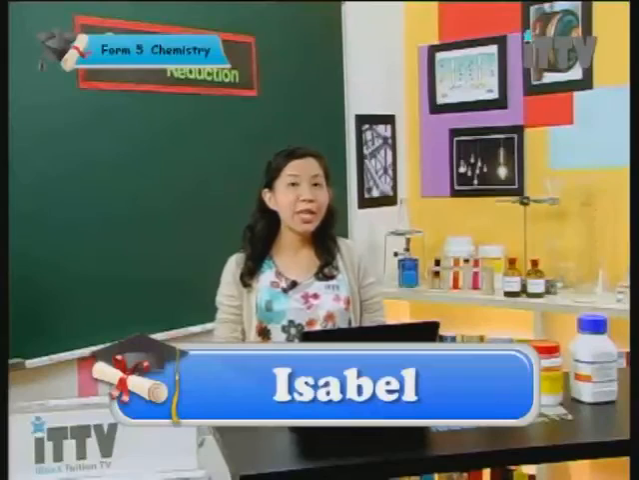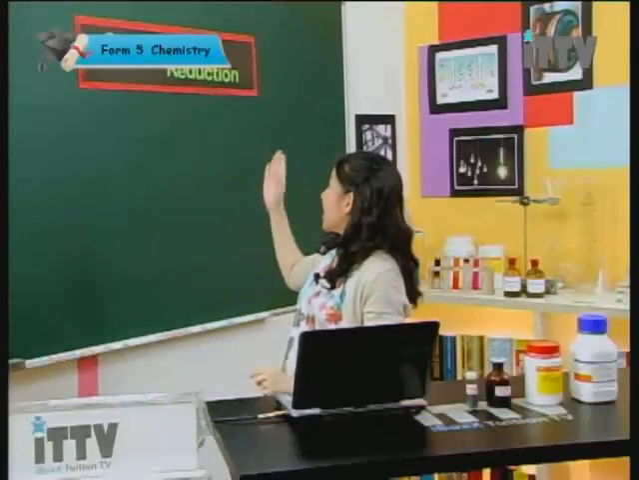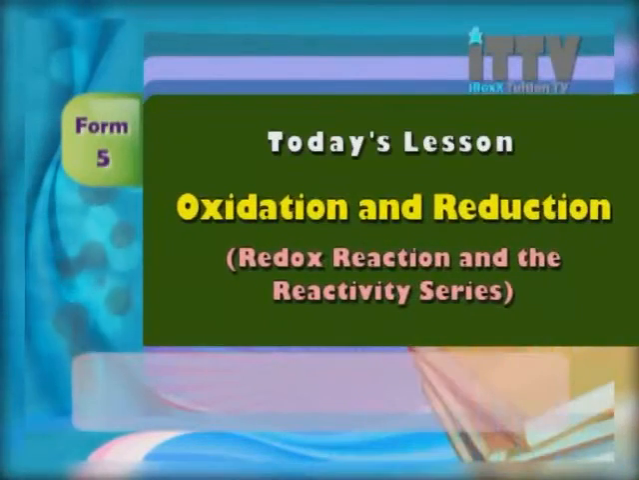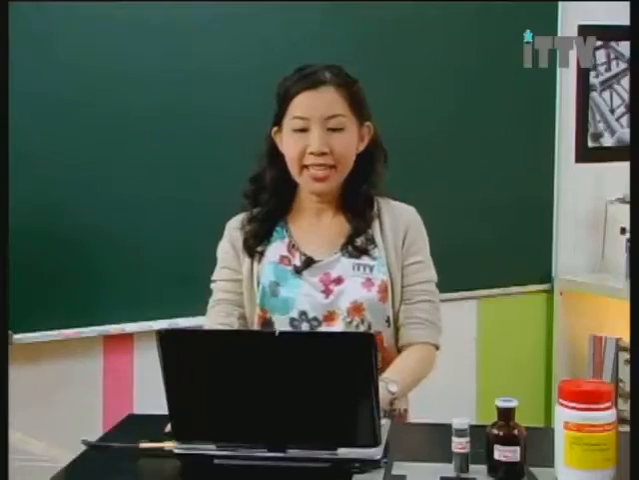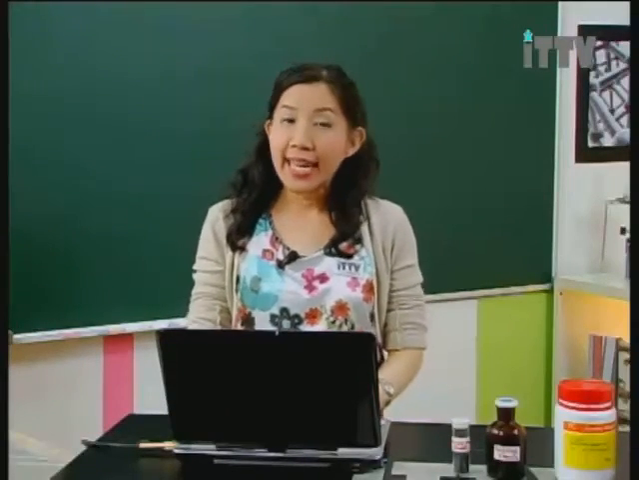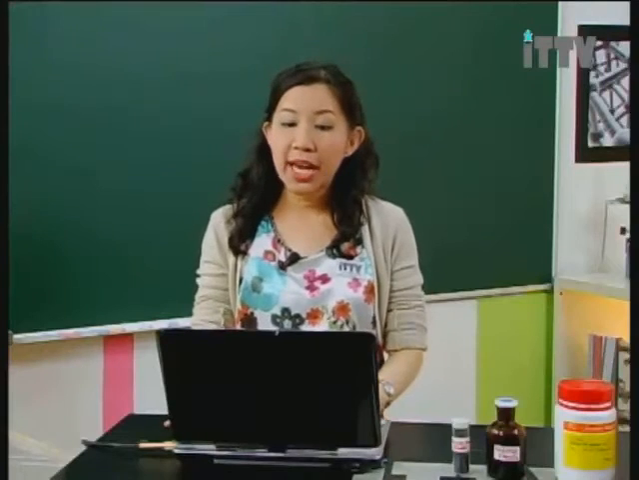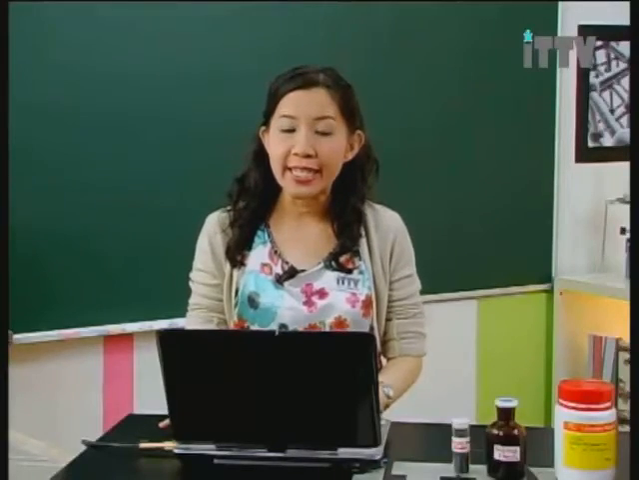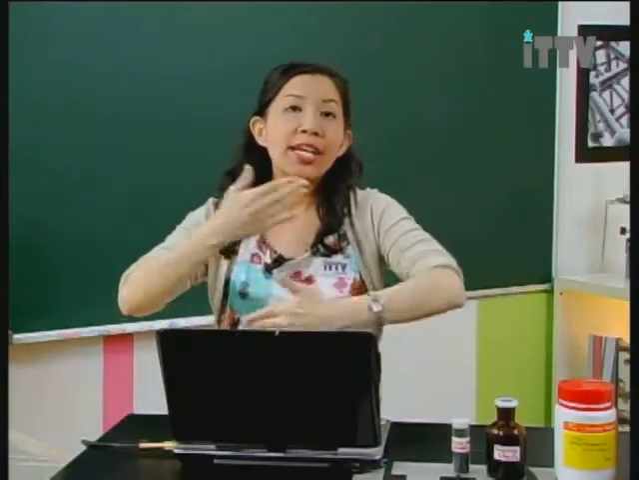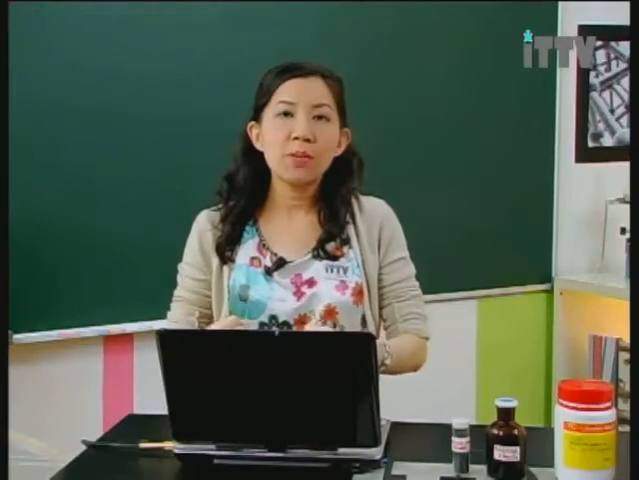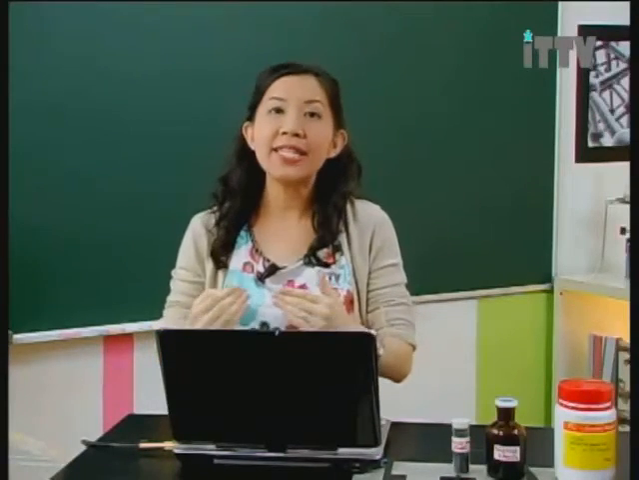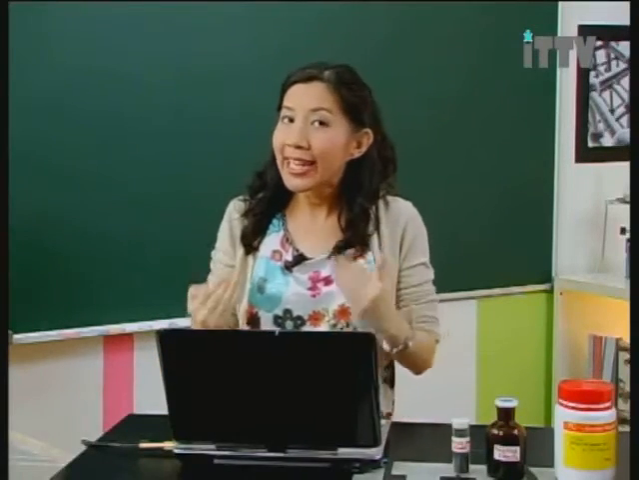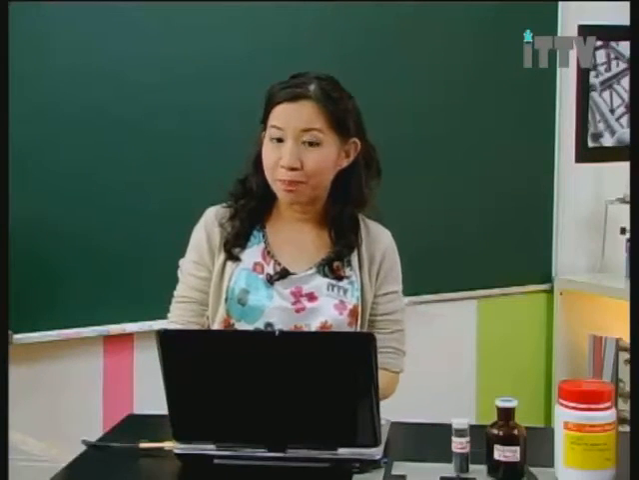For today's lesson, we will be looking at oxidation and reduction. So today's title of the lesson will be about redox reactions and the reactivity series. So what are the learning outcomes for today's lesson? Well, we'll be basically looking at the reactivity series, how to determine the position of certain elements in a reactivity series, for example, carbon and hydrogen. And then we will look at applications of the reactivity series as well.